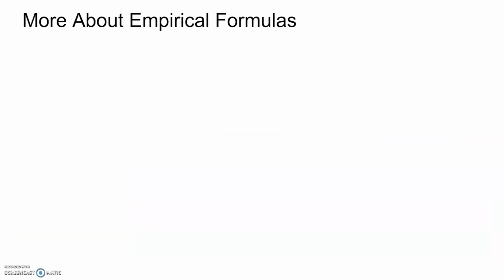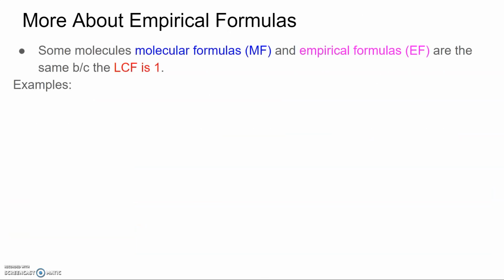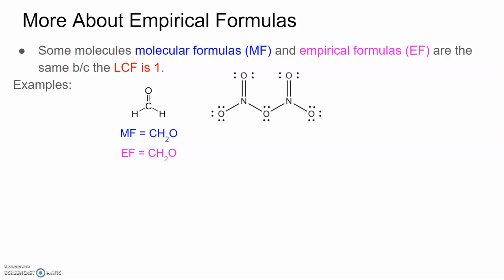Here's some more information about empirical formulas. So one thing that's important to know about empirical formulas is that some molecules will have the same molecular formula and empirical formula. So examples of that would be something like formaldehyde. Its molecular formula is CH2O. Now, if you look at the subscripts 1, 2, and 1, you can't simplify that any further. So the empirical formula will be the same as the molecular formula.